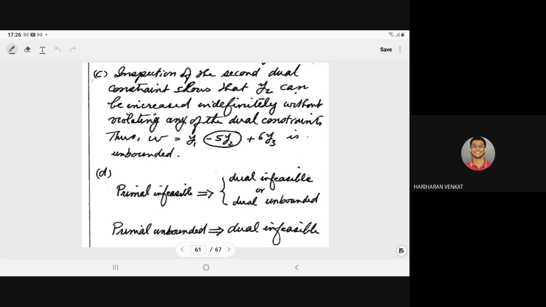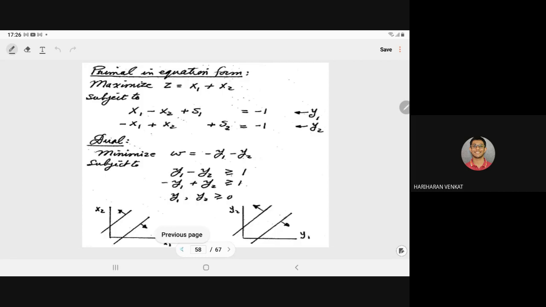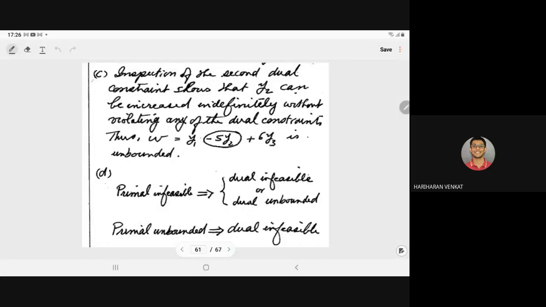So from here you can see, from the first problem, whatever I have done today, primal is infeasible, dual is also infeasible. From the second problem, primal is infeasible, but dual is unbounded. So from here we can have this conclusion: if the primal is infeasible, then dual can be infeasible or can be unbounded. But if the primal is unbounded, always the dual is infeasible. Always the dual is infeasible.